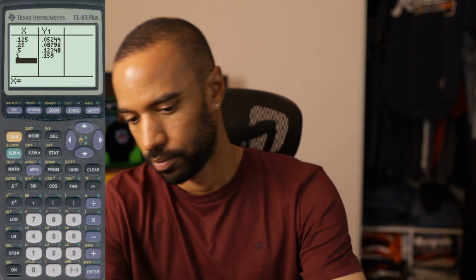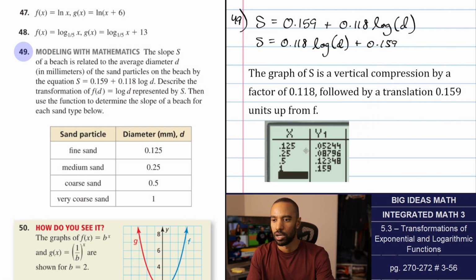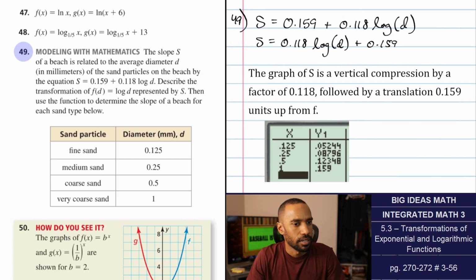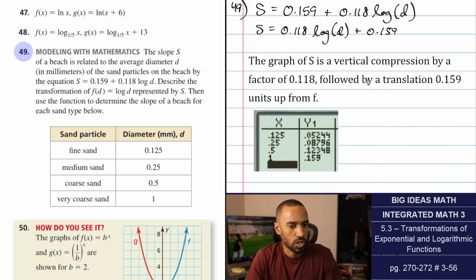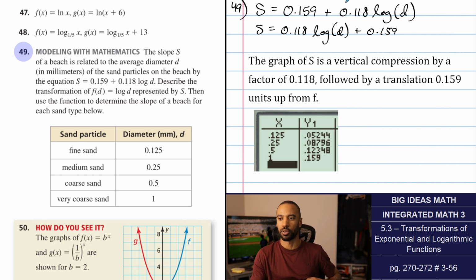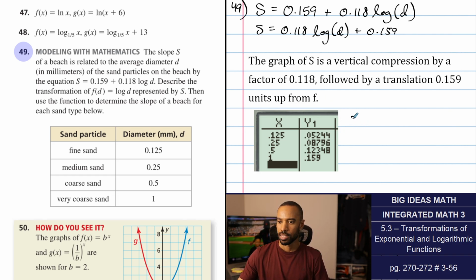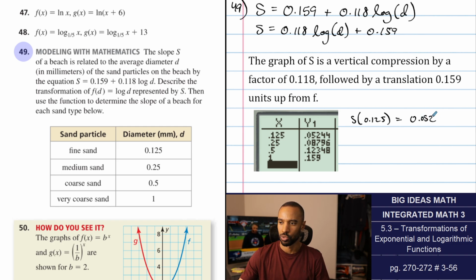Okay, I got them. All right, so S is the slope of the beach. So these are the slopes. So use the function to determine the slope of the beach for each sand type below. They are right there. So S of 0.125 equals about 0.5052 for a slope. That's a minimalistic slope. And then as it gets coarser, the slope gets higher. By the way, these are rounded values. They're approximated.